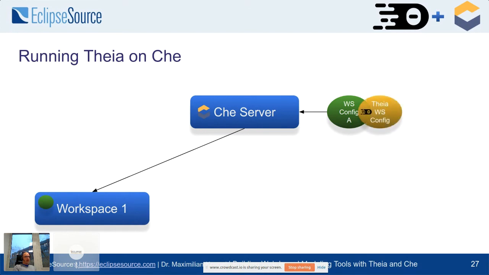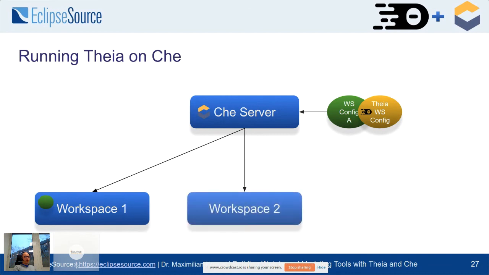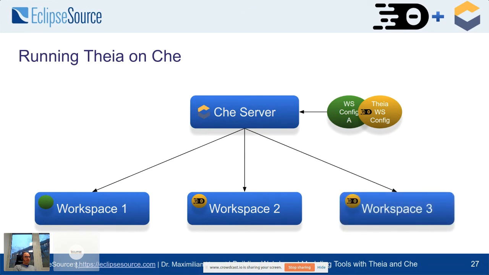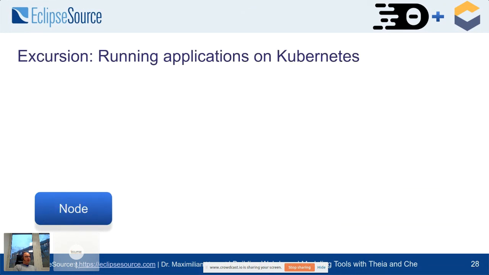And you can do that with a different configuration, obviously. In our case, that could be a Theia-based workspace configuration. Then you get another workspace, and it launches Theia on that workspace. Now, all of that is not directly done by Che. It is done based on Kubernetes. And this is a small excursion to how Kubernetes works in a nutshell.